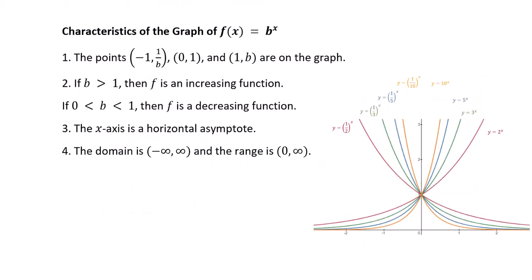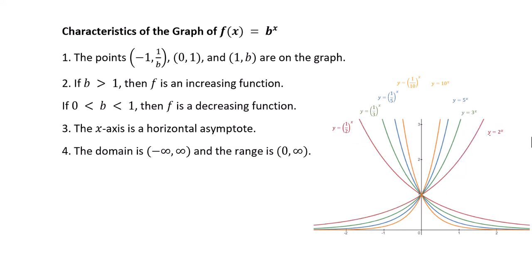Here we can see the characteristics of the graph of f of x equals b to the x. I have a family of graphs sitting here, y equals 2 to the x, and y equals 1/2 to the x. We can see as one is increasing, the other one is decreasing.